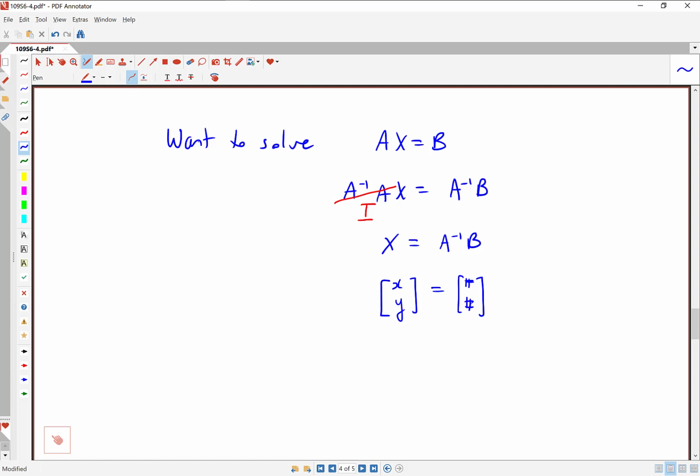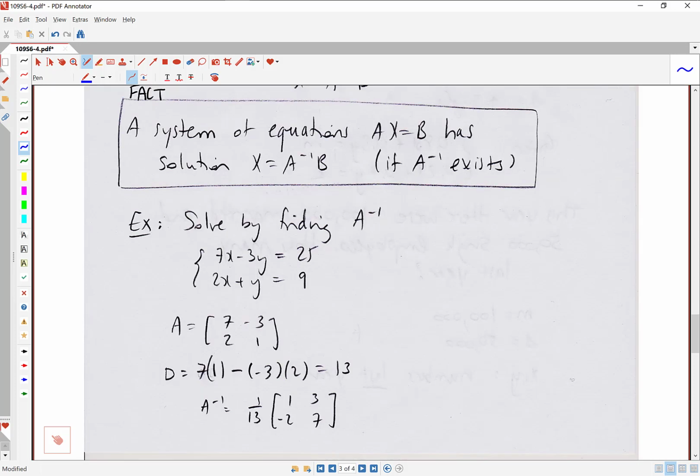So the reason why we care about the inverse matrix is that it gives us a really fast way of solving systems. Right, so let's write this fact up in words. A system of equations, Ax = b, has solution x = A inverse times b, and that will work anytime A inverse exists. So I'm just going to put a star beside this little formula here, x = A inverse times b, and we're going to apply that in our next example.